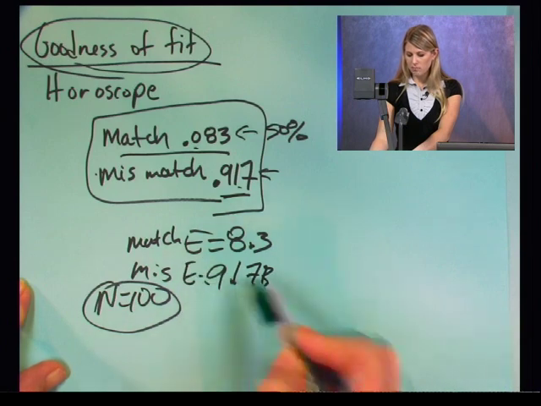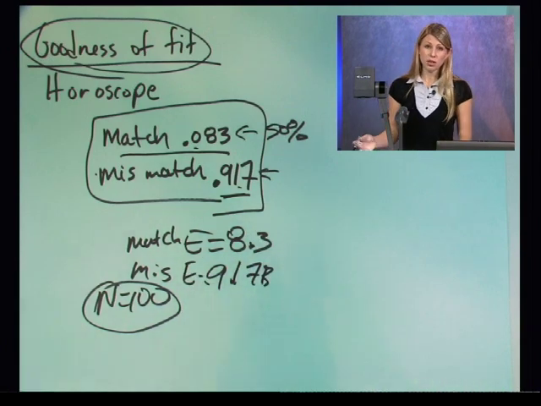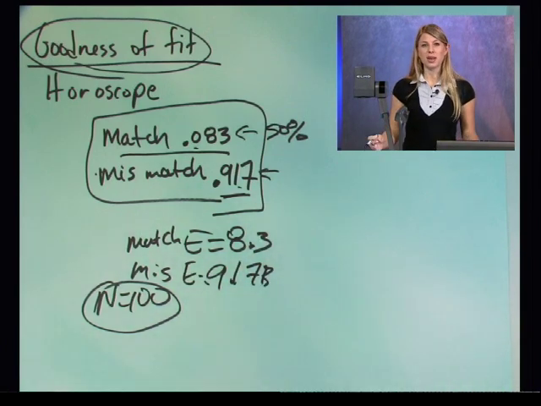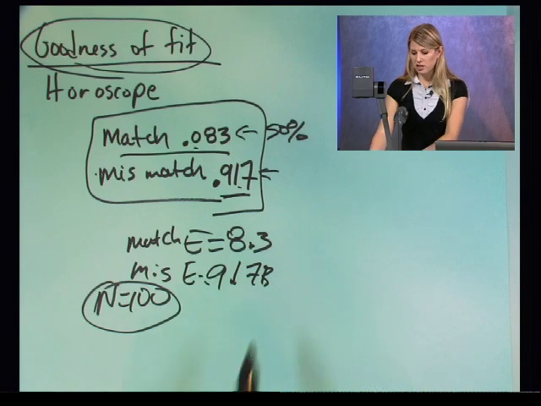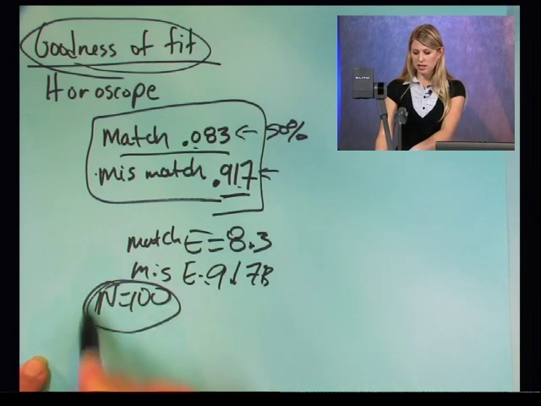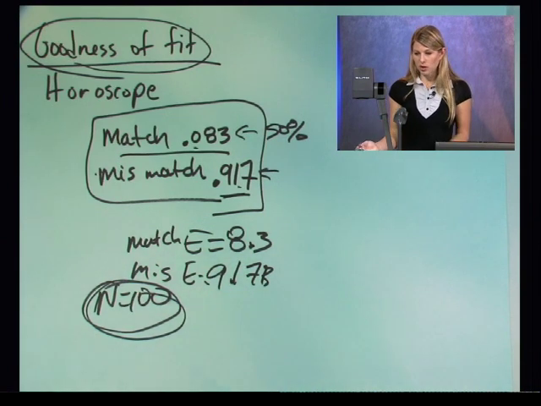9.17 for your mismatch. So those are your values. You can have decimals for your mismatch, even though you can't actually count 9.17 people, you still use it in your formula when you're calculating your chi-square. So then you would go out and take the information from these 100 people.